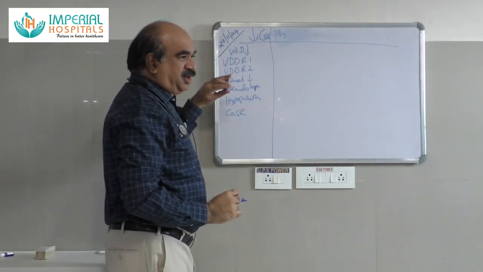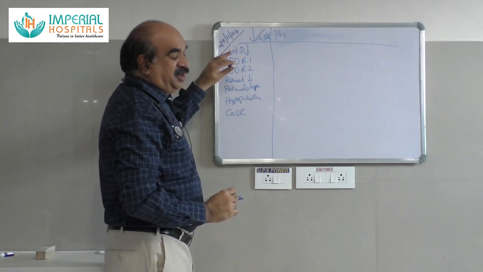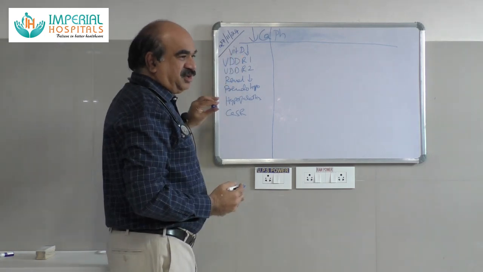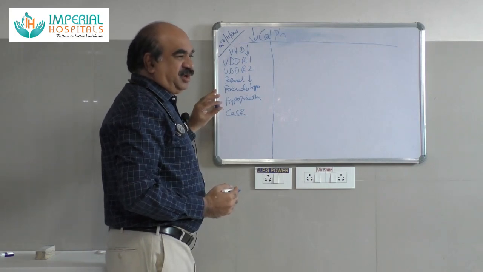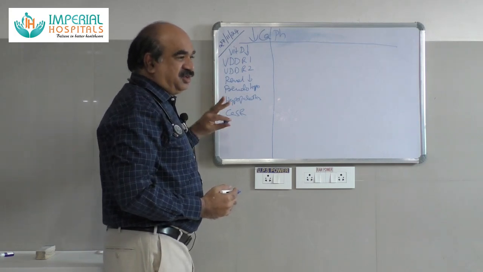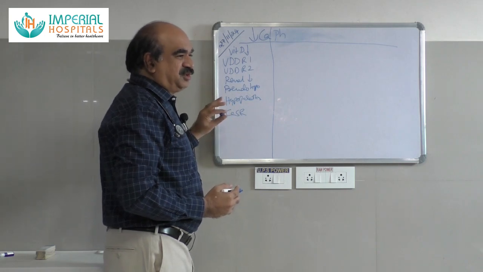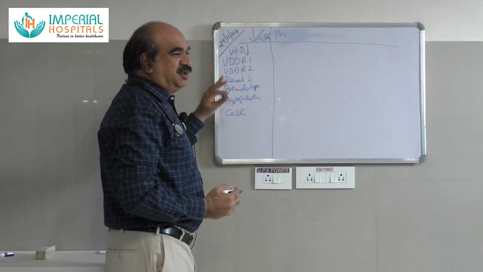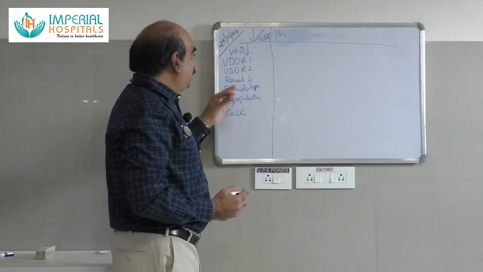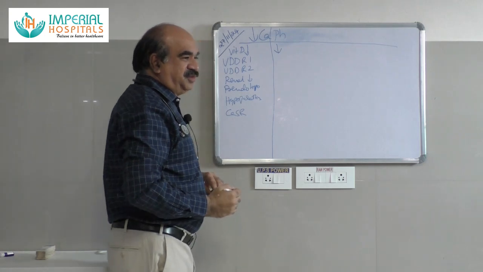Okay. Regarding phosphate levels, what happens to phosphate levels in vitamin D deficiency? 1,25 dihydroxy vitamin D action is increased absorption of calcium and phosphorus from the gut. If there is deficiency, there will be hypocalcemia and hypophosphatemia. Phosphorus levels will be low in vitamin D deficiency.